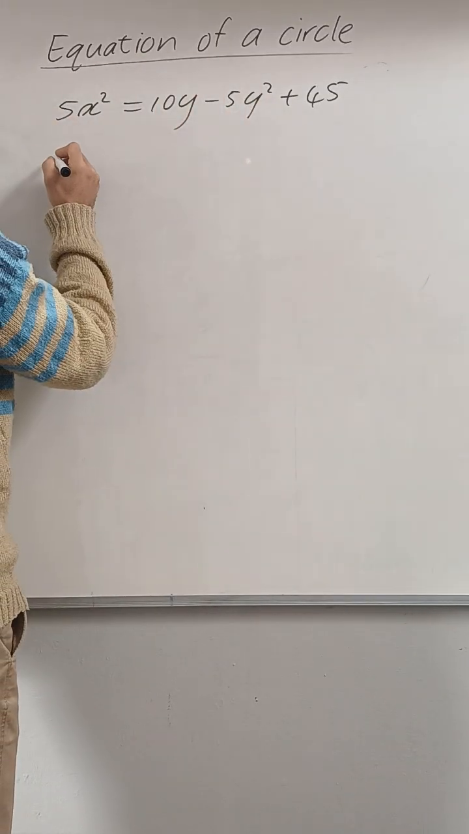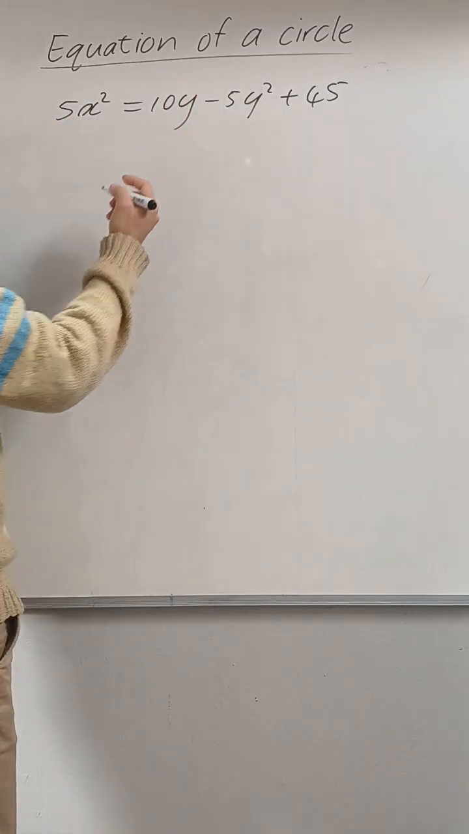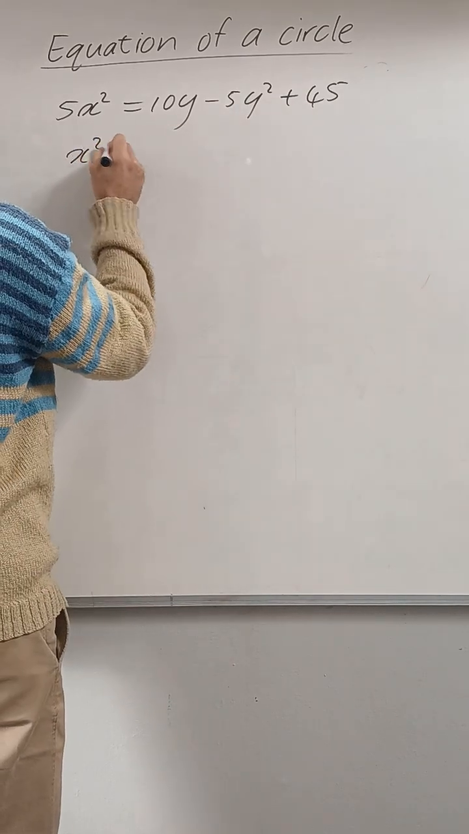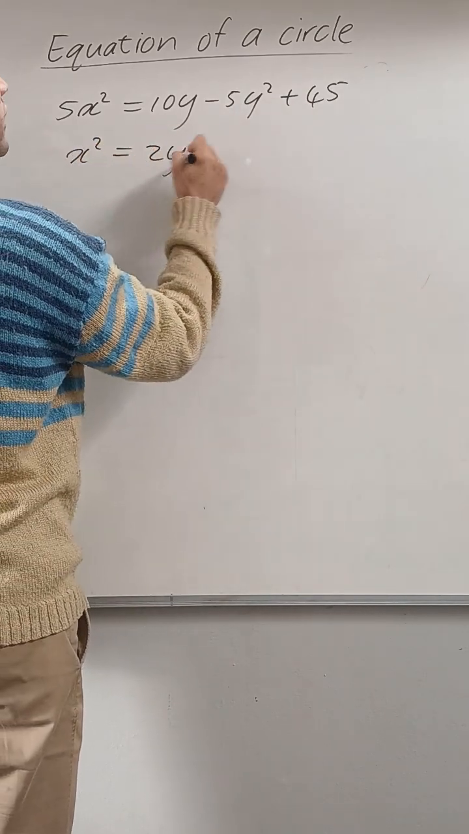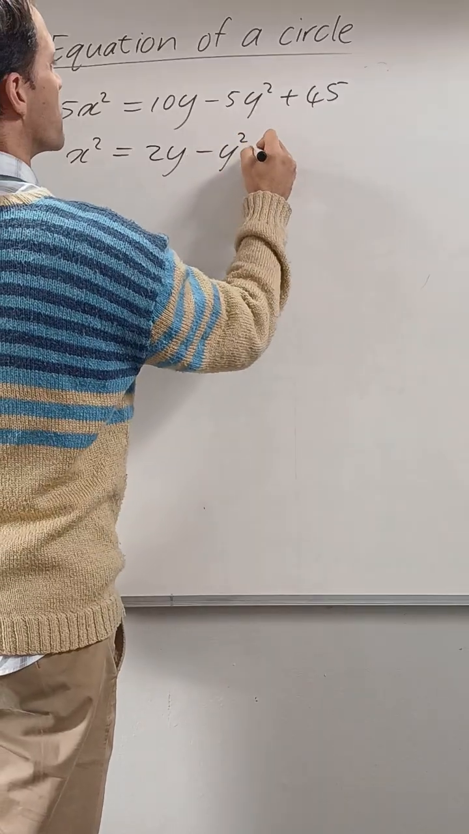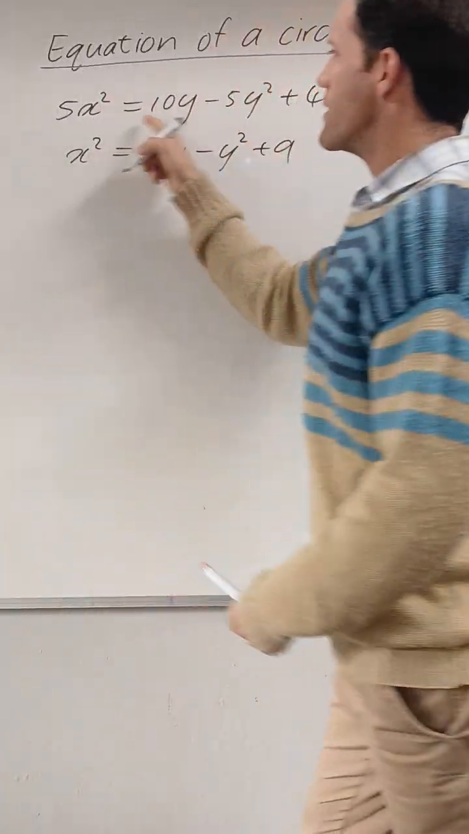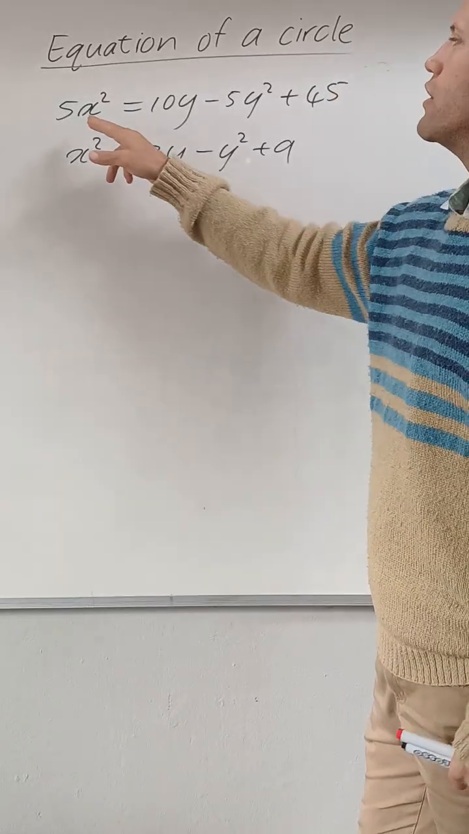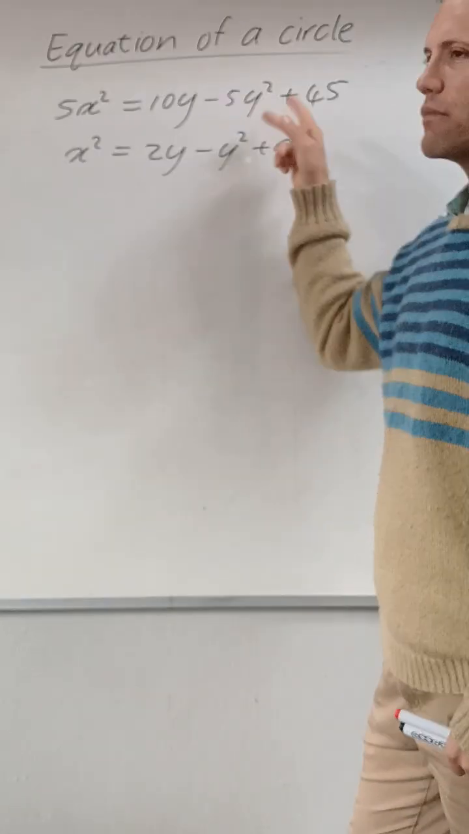to this side first, or we can first divide everything by 5. I think it's better to divide by 5 everywhere. Then you get x squared equal to 2y minus y squared plus 9. So when you see the equation, the first thing you do is always try to look if I have a common factor that I can divide.